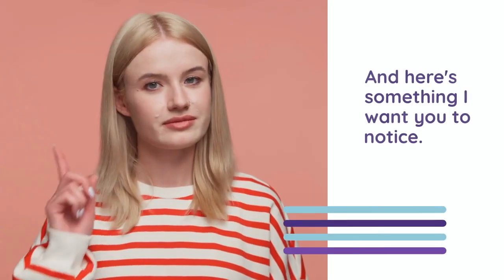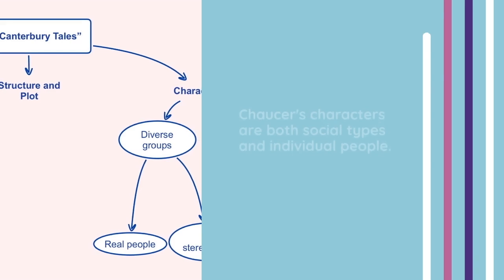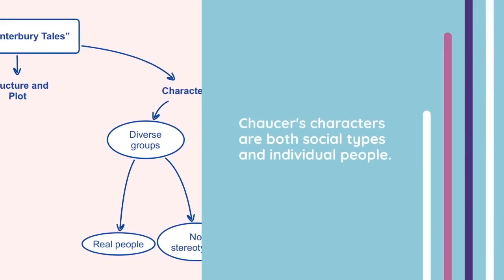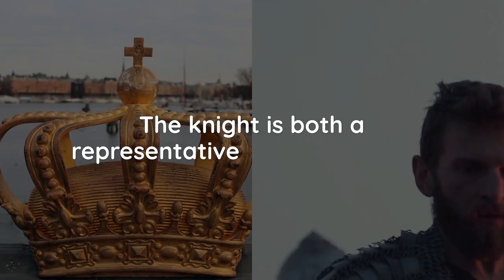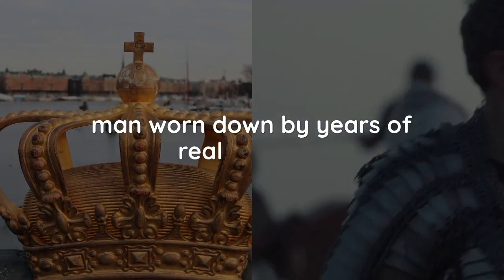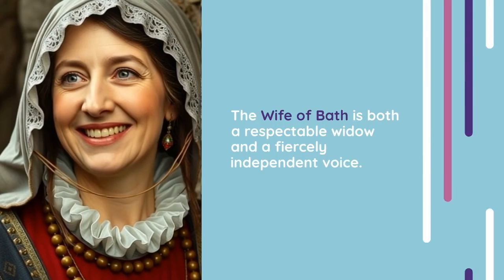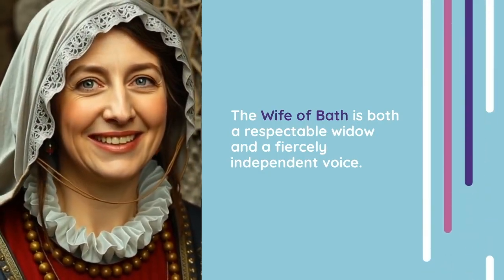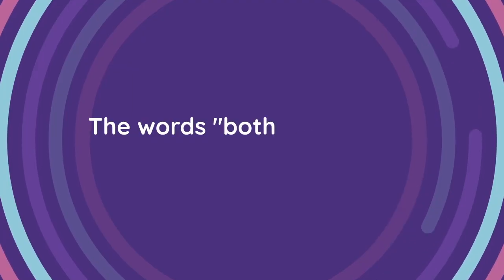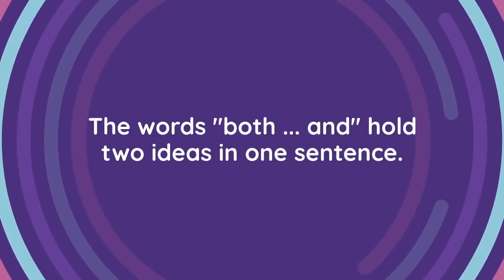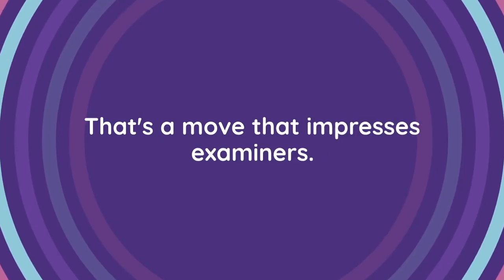And here's something I want you to notice. Chaucer's characters are both social types and individual people. The knight is both a representative of nobility and a man worn down by years of real warfare. The wife of Bath is both a respectable widow and a fiercely independent voice. The words "both" and "and" hold two ideas in one sentence. That's a move that impresses examiners.